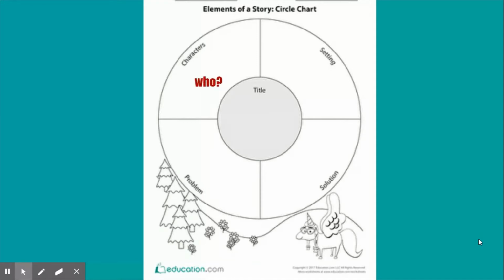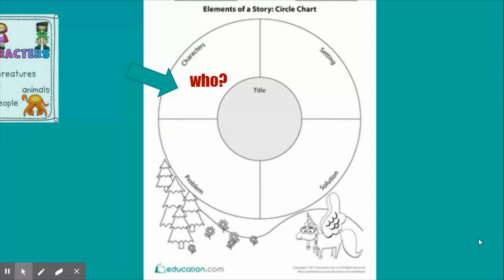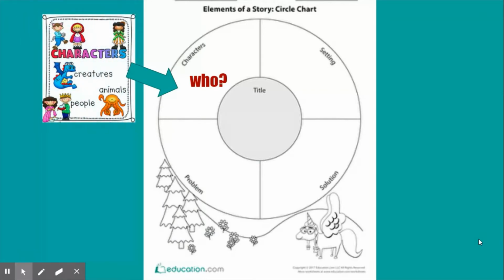As we all know, the characters are the who. Who is in the story? It could be a what, if it's an animal or creature, but because they are the characters of the story and they are alive, they are the who. So when you're trying to determine who the characters are, think about people that are either talking, acting, or thinking. Some characters might just think.